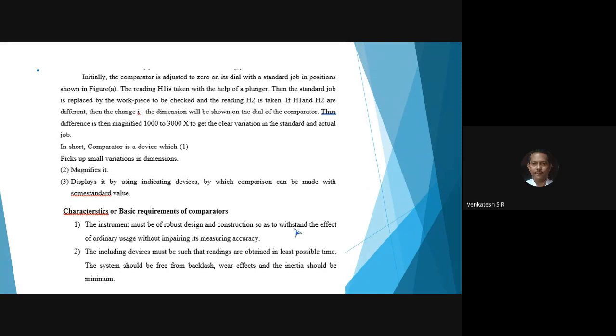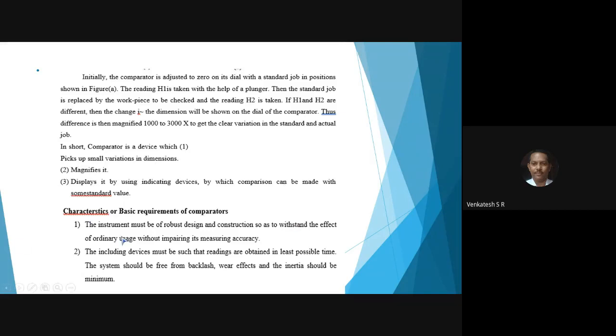This sentence means that, say, in a machine shop or workshop, you have a lot of dust, dirt, and other such items. Due to those things, there may be chances of damaging the comparators. So even if there is some problem, it must give the correct answer. It must give the correct answer.